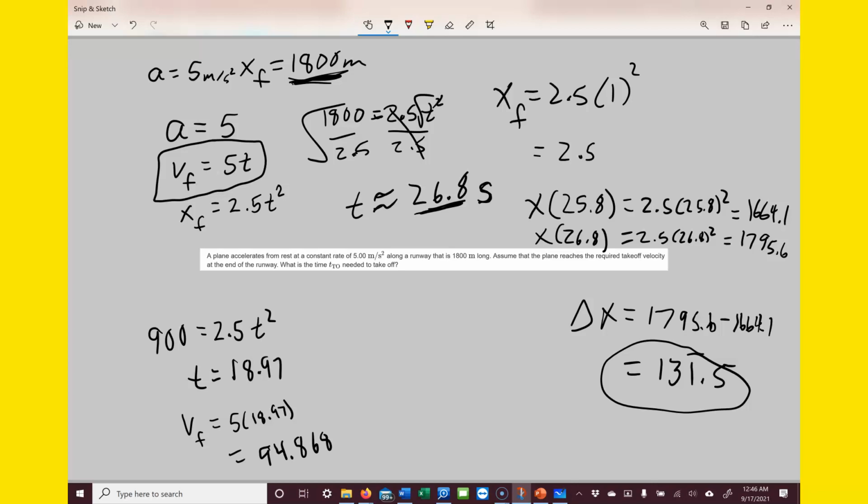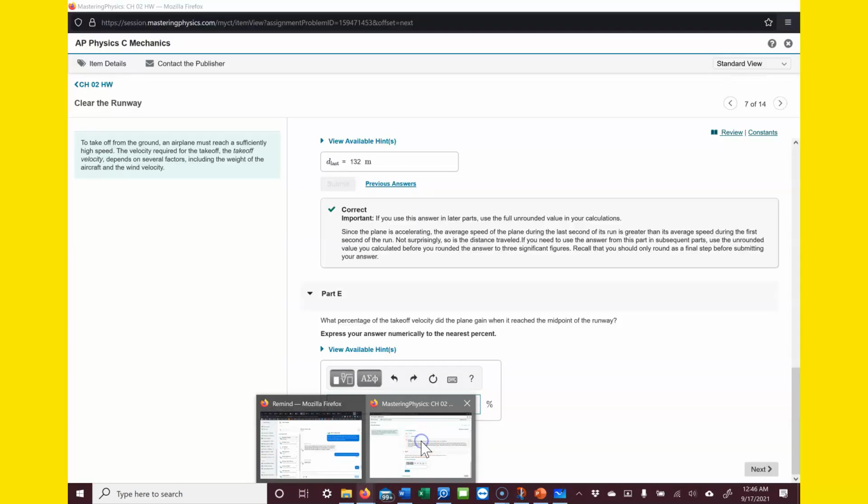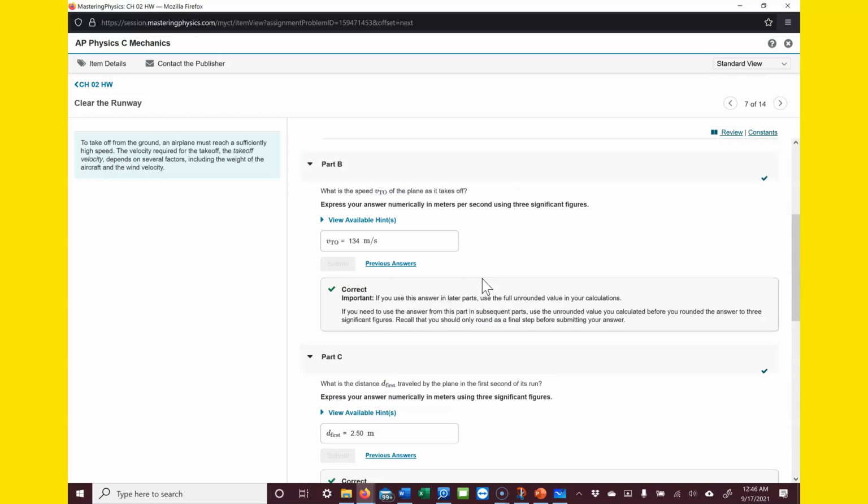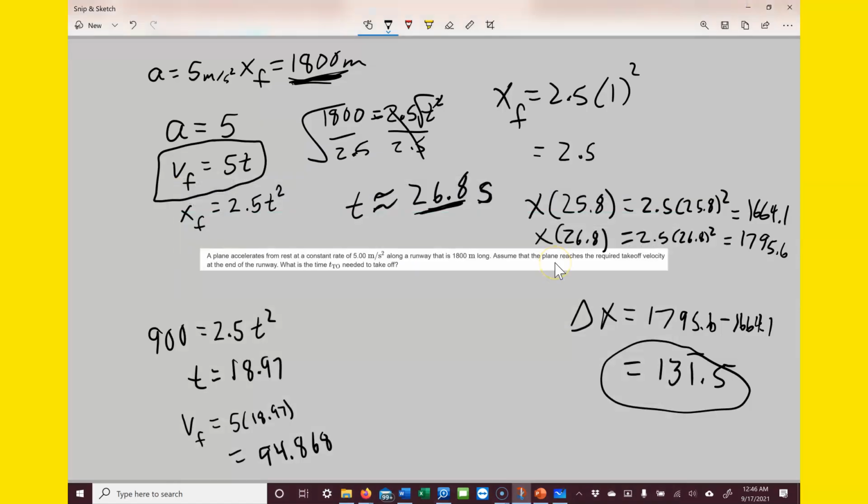Okay, at the end of the runway, what was its velocity? Did we already answer that? I think it was 134. I thought we already answered that. I thought it was 134 point something. Let me just go back and remember if we already answered that. Yeah, we answered that in Part B. Part B, the final takeoff velocity was 134. So v takeoff was 134.